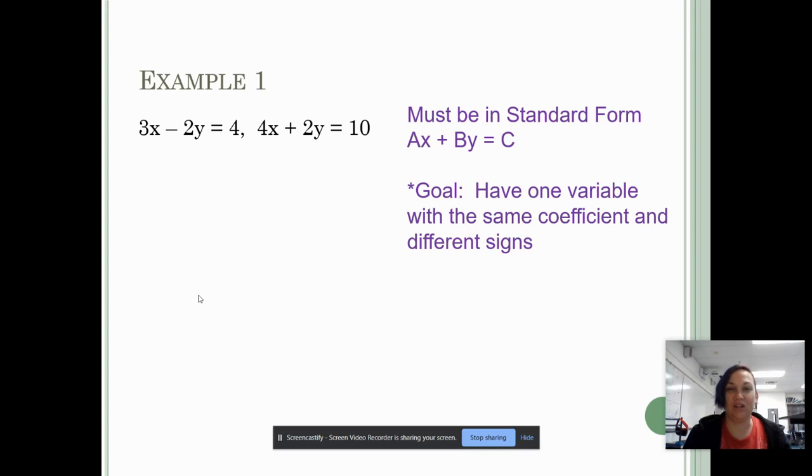For elimination, your equations must both be in standard form. Standard form, if you do not remember, is ax plus by equals c. Both of these equations are already in standard form. I have 3x minus 2y equals 4, so it's ax plus by equals c. And then I have 4x plus 2y equals 10, so ax plus by equals c.